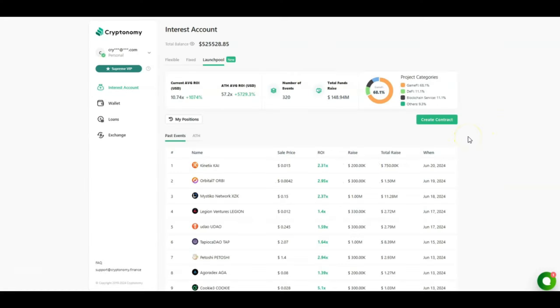Moving on to the launch pool. The launch pool is where I've made a lot of passive income. The current average return on investment is 1,074%, and the all-time high average return on investment is 5,729%. Let's have a look at some of my numbers. You will be mind blown.